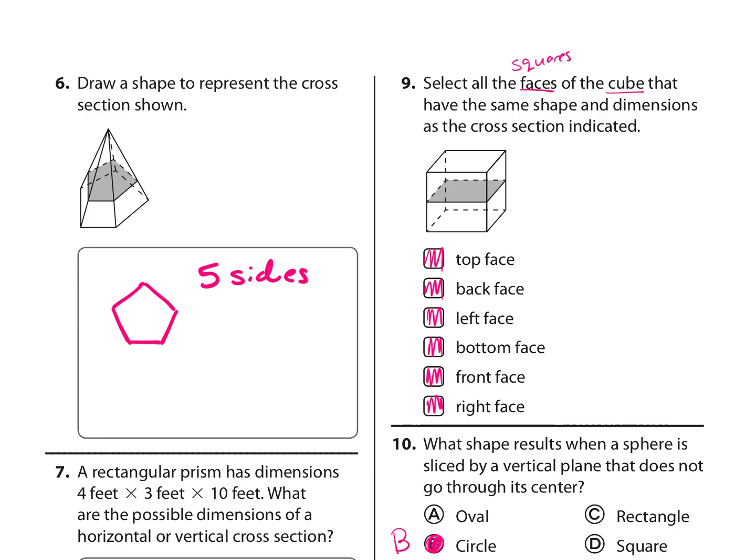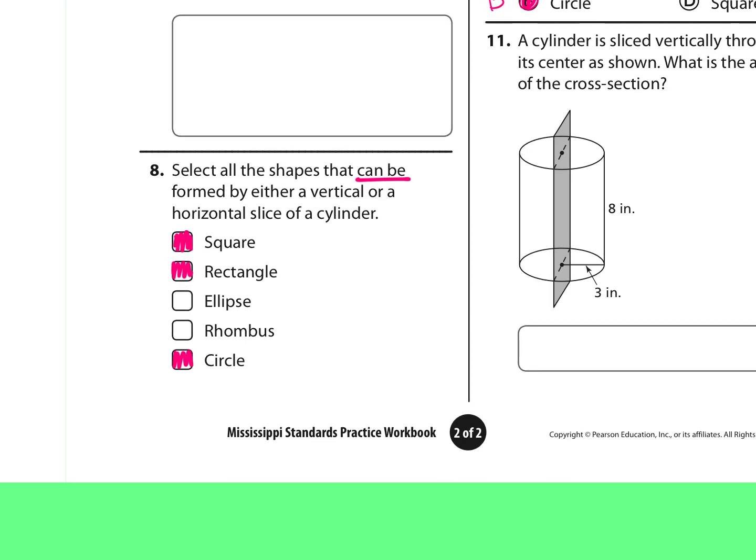G3, these are about cross sections. So number 6, if you slice through this pentagonal pyramid, you get a pentagon. Number 8, if you're slicing through a cylinder, it could be a circle. Or if you slice vertically from circle to circle through the cylinder, you either get a rectangle or in some cases you'd get a square.